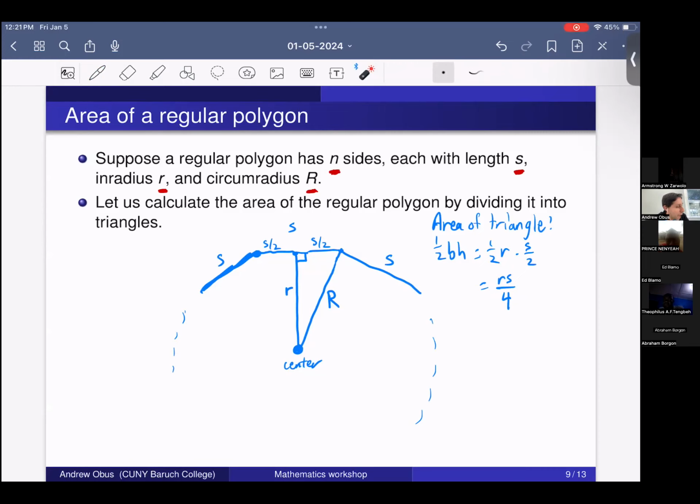Now here's the question. So how many triangles like this make up the polygon?